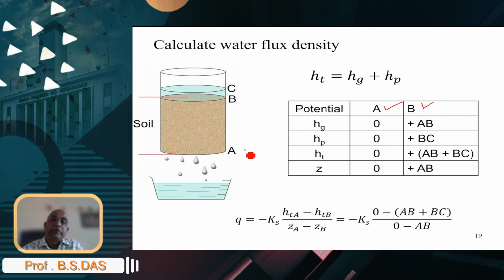So here Hg at A is equal to 0, Hg at B should be equal to Z, so that should be your AB. Hp at B should be this BC up here. Hp at A should be 0, and you sum these two. Now you have the Ht at A and B, and you know Z is equal to 0 at A, Z equal to AB at B. So now you can really put all these into Darcy's equation. So very, very simple.